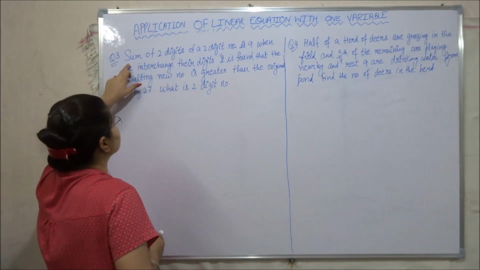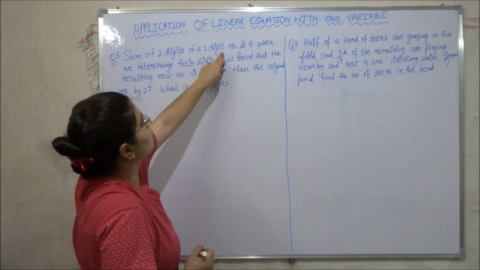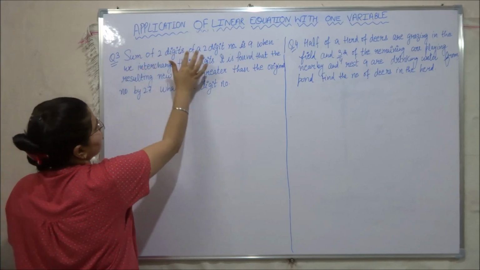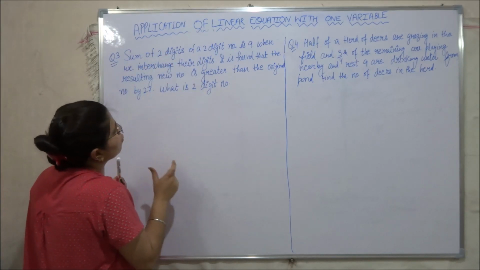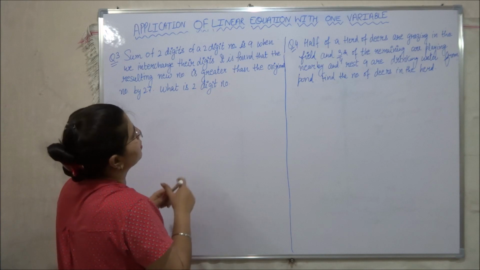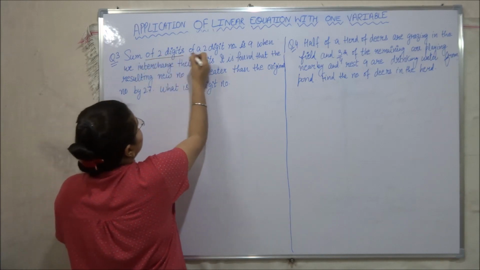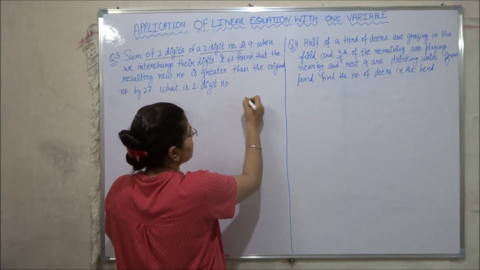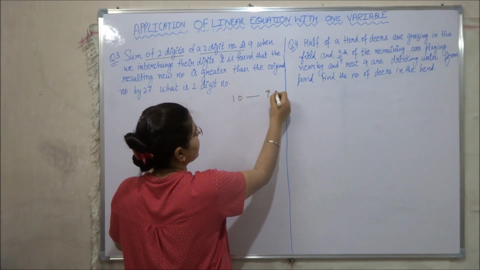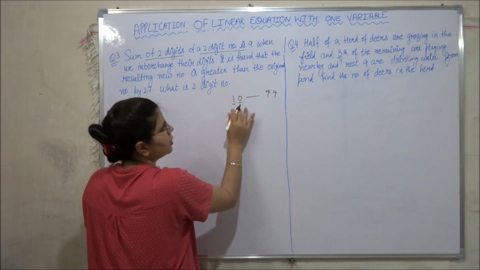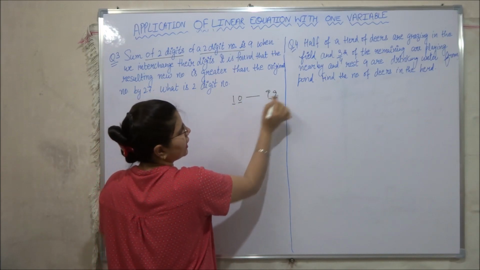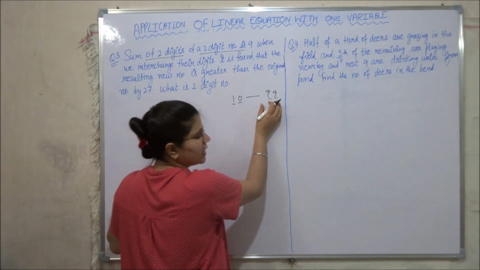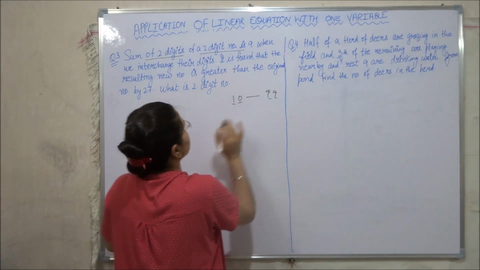So our statement is, sum of two digits of a two-digit number is 9. Firstly, we will understand this line. Sum of two digits of a two-digit number. Two-digit numbers are the numbers from 10 to 99. So here are two digits, like 9, 9. There are two digits. So the numbers starting from 10 till 99 are the two-digit numbers.